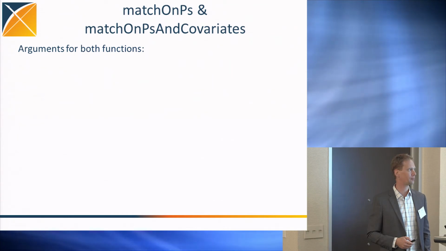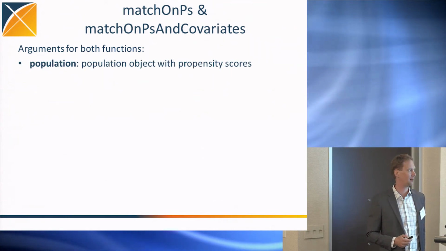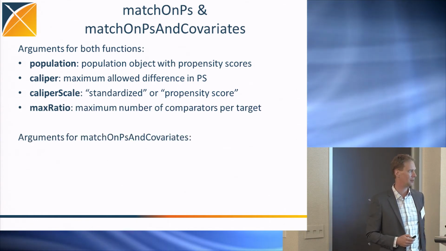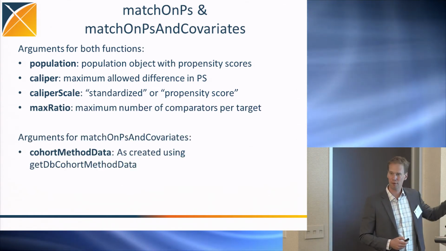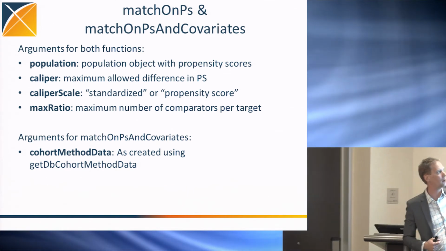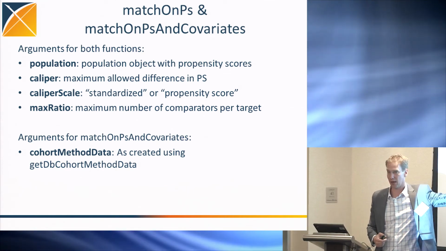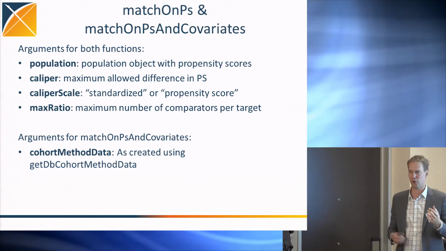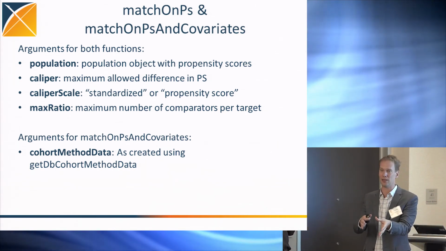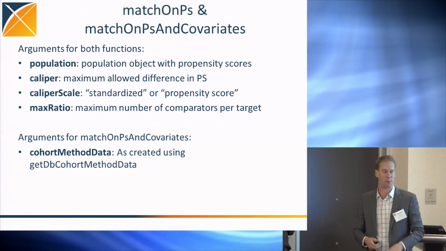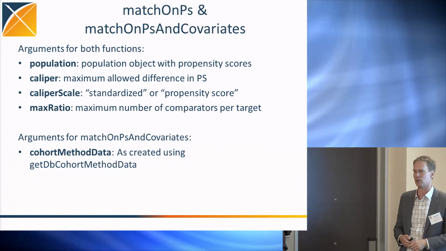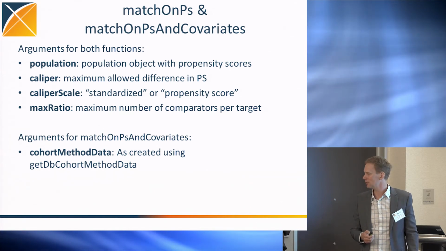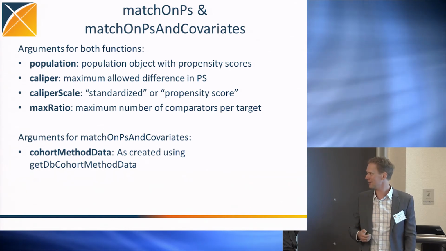All right, I'm going to go very quickly through these functions. So we have functions for matching, and so things like caliper and the caliper scale and the max ratio. We also have a function that allows you to match on the propensity score and something else. Some people, for some reason, do this. They say, I want to first match on age, and then within every age category, I want to match on a propensity score. The functions actually allow for that. But some of the covariates are more equal than others? Exactly, yes.